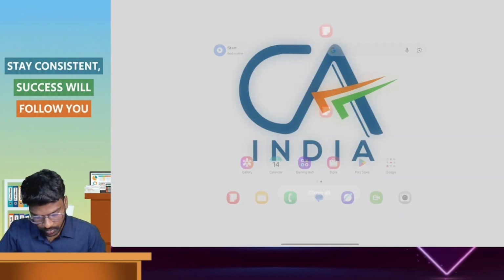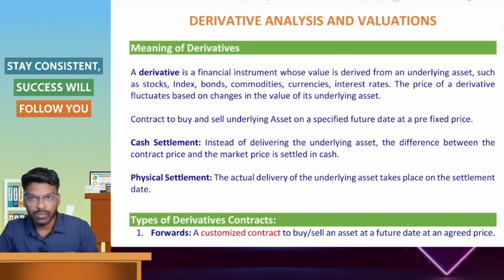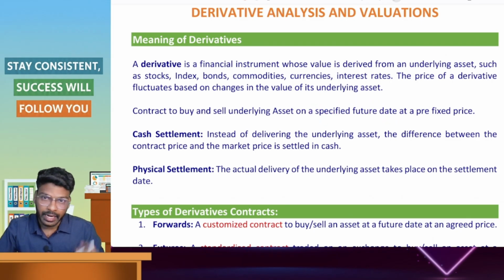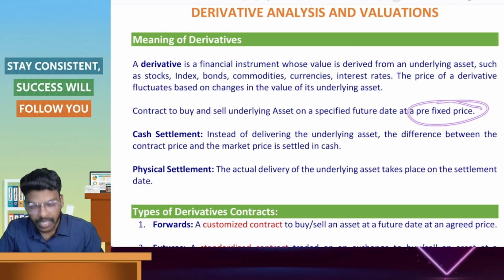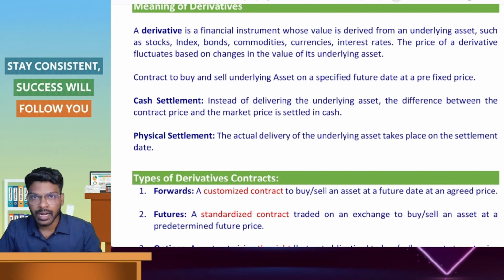Let's move to the notes. We have discussed what a derivative contract is. It is a contract to buy or sell the underlying asset on a future date. In our example, the future date is December 2025, for a prefixed price. That is, 2 lakh rupees is the prefixed price. The settlement will happen at the actual price.